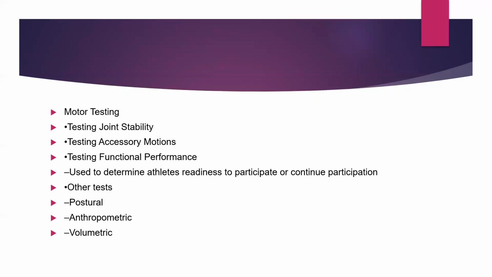Then we go for the motor testing. Here we see testing joint stability, testing accessory motions, and testing the functional performances. It is used to determine athlete readiness to participate or continue participation. The other tests are the postural, anthropometric, and volumetric.